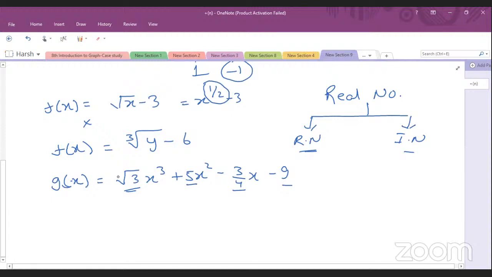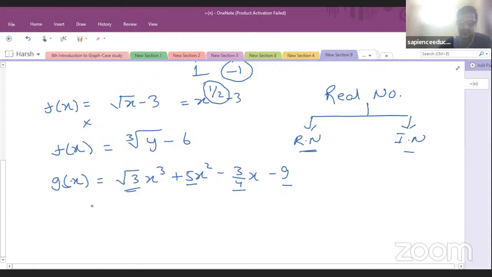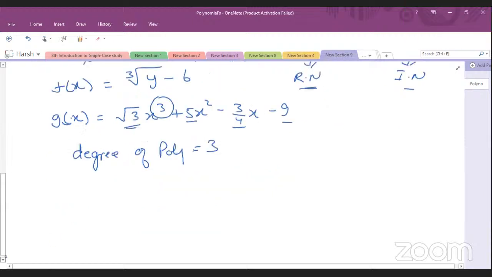Okay. So when you have started identifying which is a polynomial, the next thing is the degree of polynomial. What is the degree of a polynomial? The degree of a polynomial is the highest power of that polynomial. So here the degree is 3. Okay? Yes, sir.